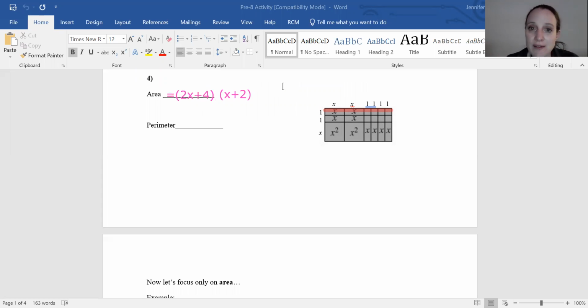Now I'm going to let you guys find the perimeter, okay? Add up all of the x's, add up all the ones, and see what you come up with. You're going to come up with an expression, something like 7x plus 10. I don't know if that's right or not. Okay, you're going to have to figure that one out. All right.